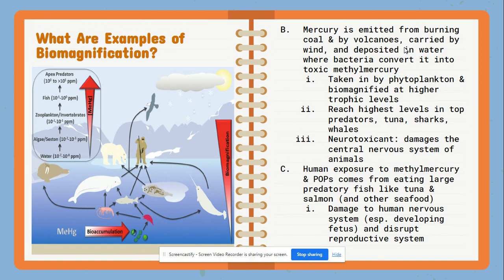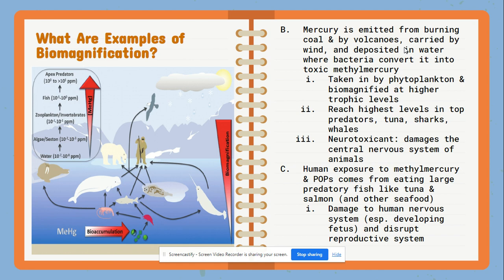Another example of biomagnification is when we see the compound of mercury being emitted into the air. Where could mercury come from? Anthropogenically, it can come from the burning of coal. Naturally, it could come from a volcanic eruption. It can be carried by wind and deposited in water, where bacteria in the water are going to convert it to a toxic form known as methylmercury. Methylmercury can then be taken in by phytoplankton and biomagnified at much higher trophic levels.